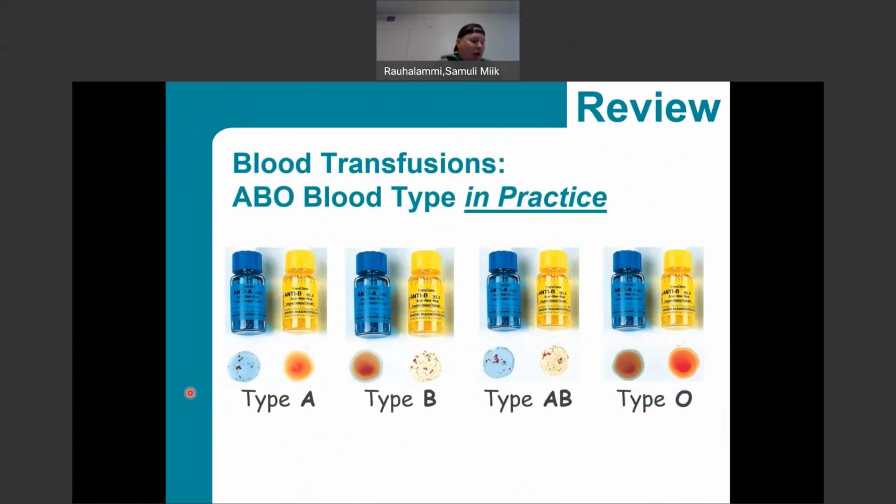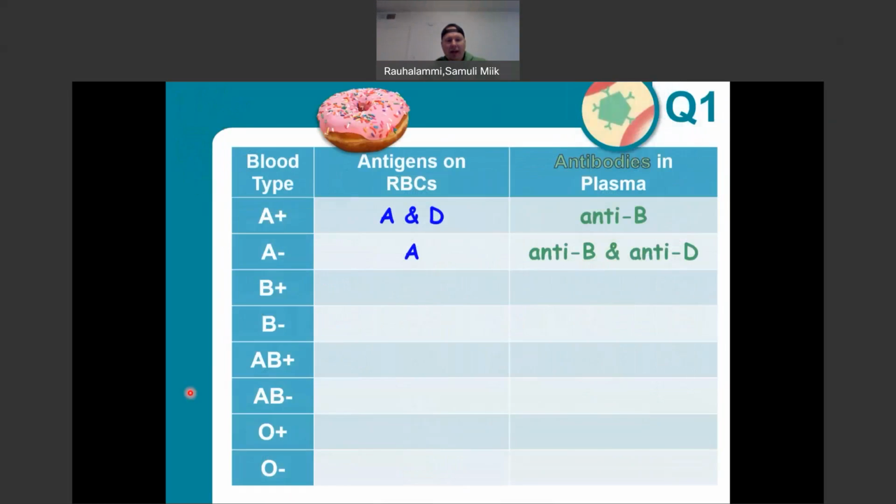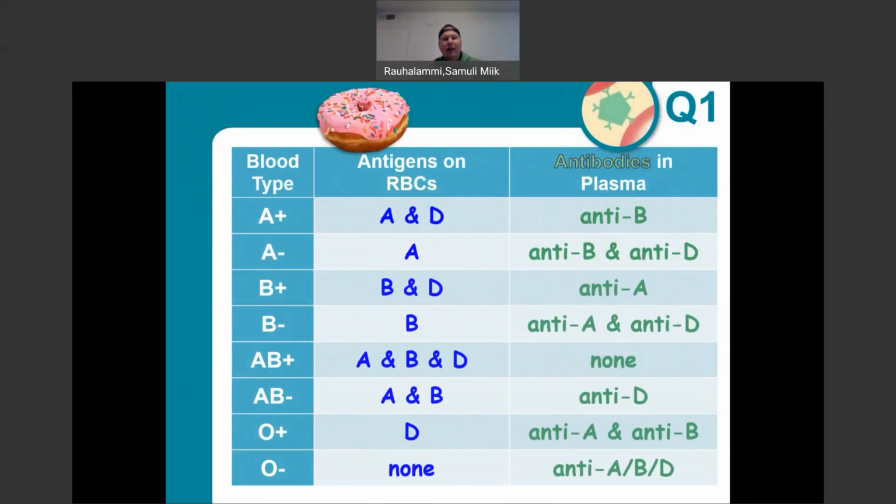And then the last thing you needed to add to that consideration was whether you were Rh positive or Rh negative. If you were Rh positive, you had D antigens on the surface of your red blood cells. So positive will have an agglutination reaction in response to this anti-D serum. So I'll just leave that and have a look at some of the questions that we had for the lab.